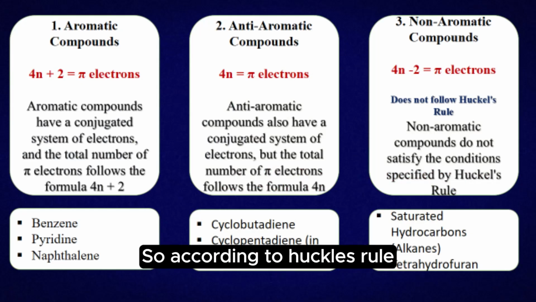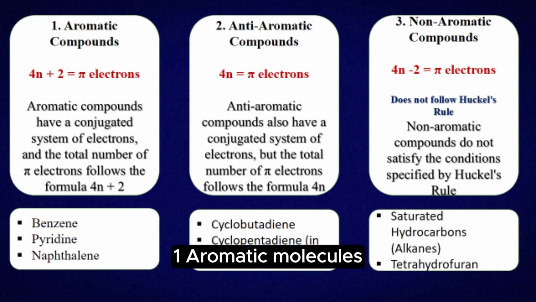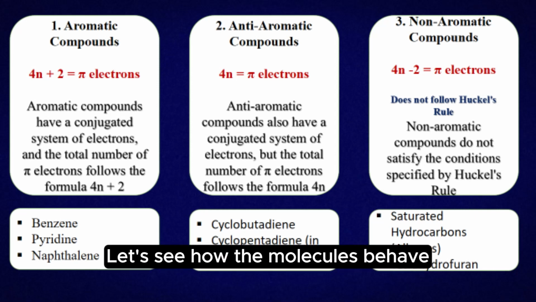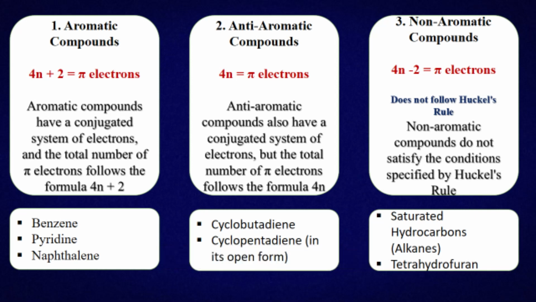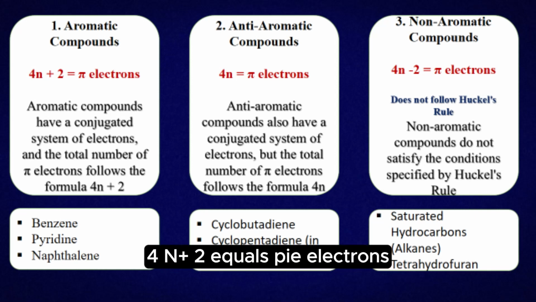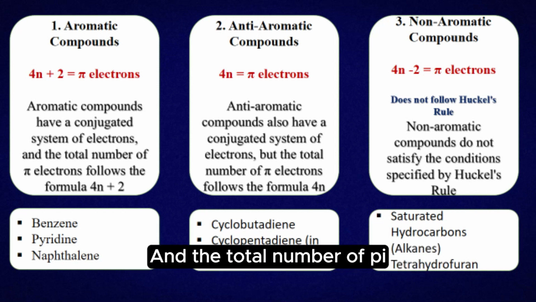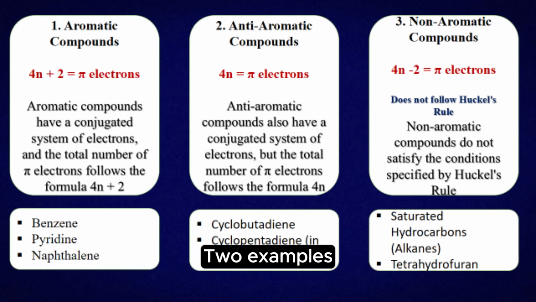So, according to Huckel's rule, we can categorize all the organic molecules into three groups: 1. Aromatic molecules, 2. Antiaromatic molecules, and 3. Non-aromatic molecules. Let's see how the molecules behave. 1. Aromatic compounds: 4n plus 2 equals pi electrons. Aromatic compounds have a conjugated system of electrons, and the total number of pi electrons follows the formula 4n plus 2. Examples: benzene, pyridine, naphthalene.